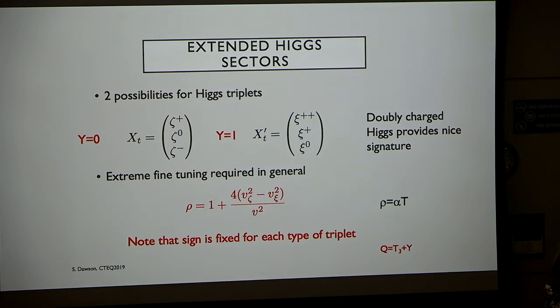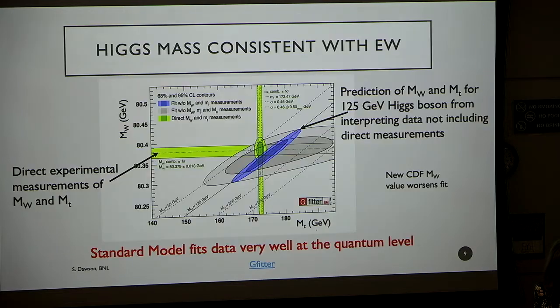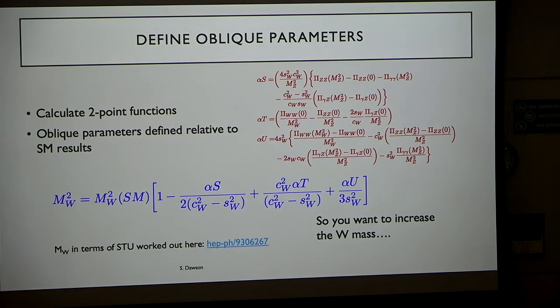So let's go back. Okay, here we go. We want to make the W mass bigger to explain the fact that CDF has a slightly bigger W mass than we thought. So we need to have, what?